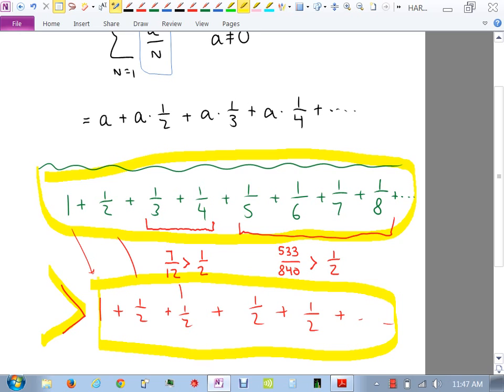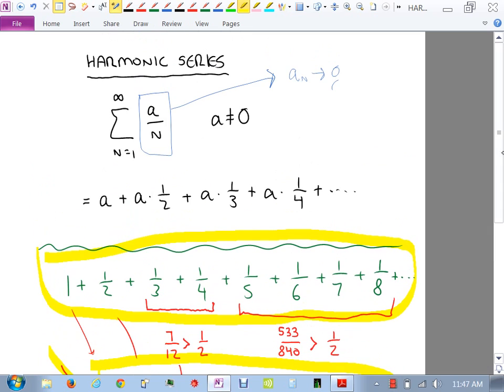So if this is infinite and that series is bigger, then you have to be infinite also. So the conclusion is that all harmonic series diverge. All of them. These are the ones you're going to find easy. So we need to talk about what makes harmonic harmonic.